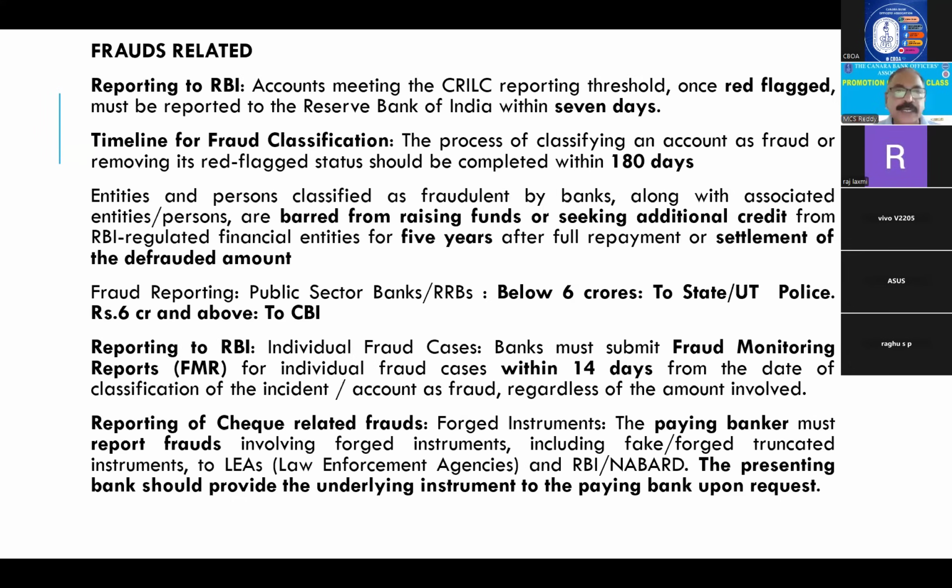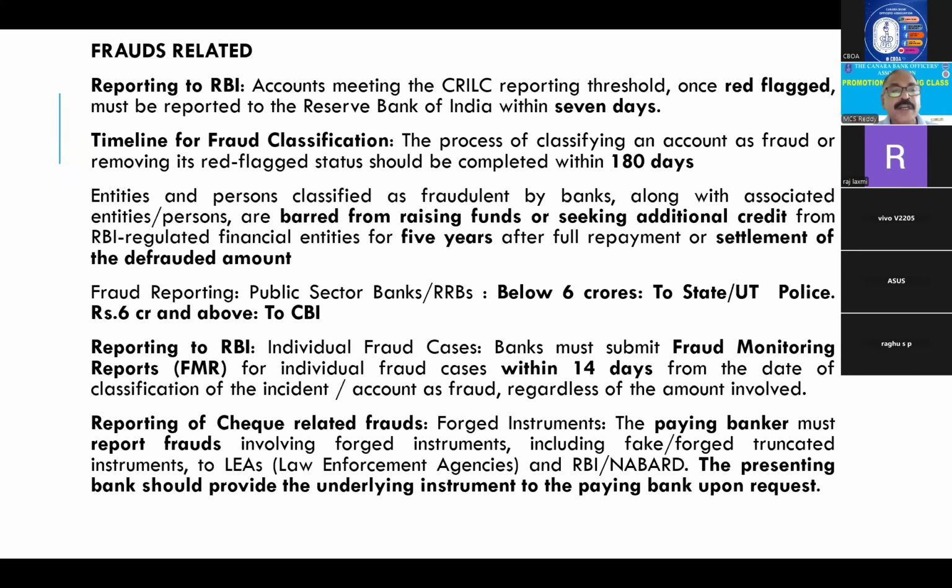Next, entities and persons classified as fraudulent by banks, along with associated entities or persons, are barred from raising funds or seeking additional credit. Suppose they want additional credit. In such cases, for 5 years, banks are barred from financing. That means we should not finance a fraud person for 5 years from the date of settlement of their defrauded amount. That means they should have repaid the defrauded amount, or they might have gone for settlement. From the settlement date, 5 years, we should not finance these fraud-reported persons.